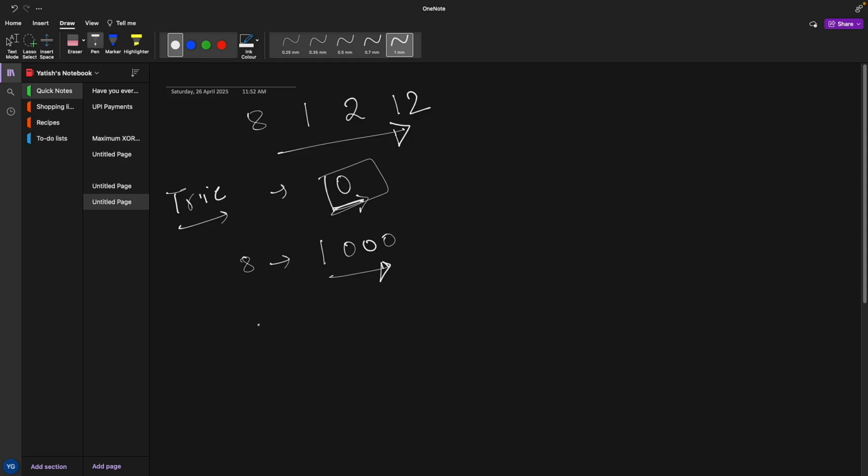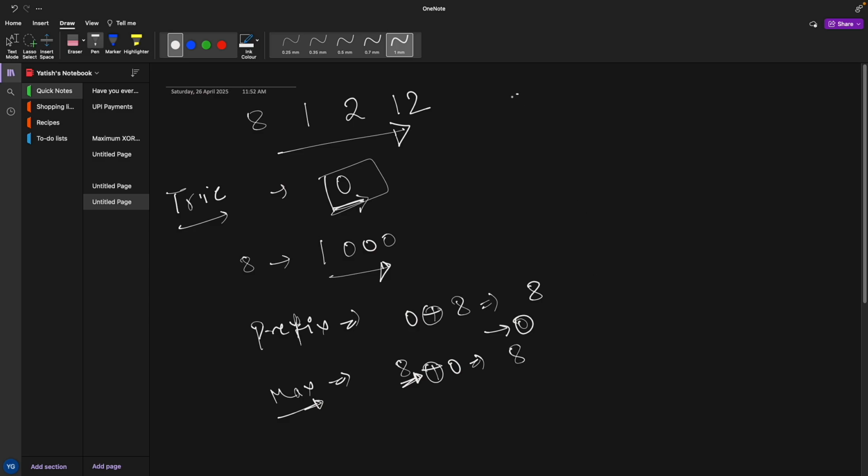So for the maximum XOR, let's first find the prefix. Our prefix would be 0 XOR 8, which would be 8 only. Now we are going to find the maximum possible XOR in our array for our 8. Initially in our trie we only have 0, so the maximum XOR is doing the XOR with 0, and it would be 8 only. So our current max would be 8. And we have pushed 8 into our trie.